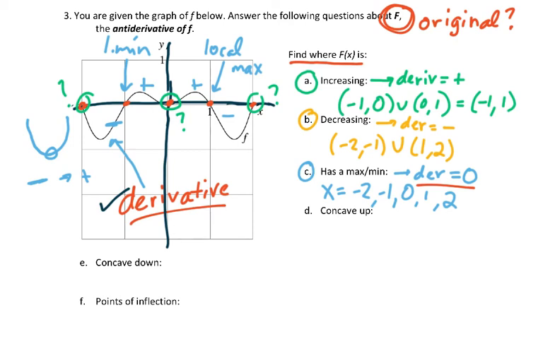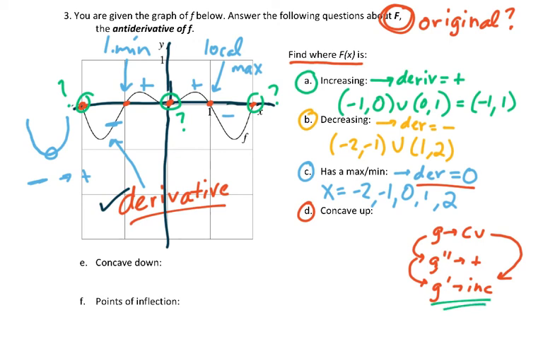All right, part D. Where is it concave up? Where is the original concave up? Remember, the original is concave up. G, we said, was concave up if the second derivative was positive. That means the first derivative was increasing. Now, if you want to memorize, the original concave up means the derivative is increasing. That's fine. My brain just happens to go through these steps because I just remember it that way. But it's up to you. But the point is, you got to here. That's big.